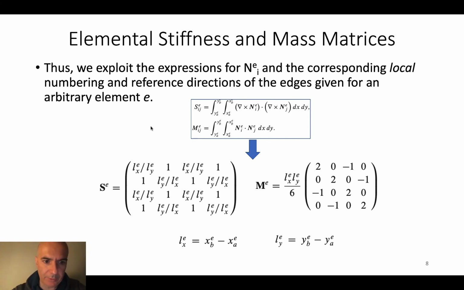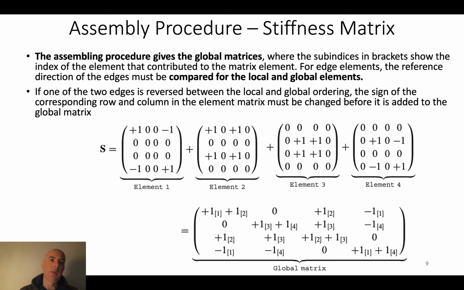So this is the expression for S, and this is another expression for the matrix, the elemental mass matrix, right? So we have this matrix here that is multiplied by Lx and Ly of E divided by 6. The assembly procedure gives the global matrices, that is basically the sum of all the elemental matrices. One thing we need to note is that if one of the two edges is reversed between the local and the global ordering, then the sign of the corresponding row and the columns in the element matrix must be changed before it's added to the global matrices.